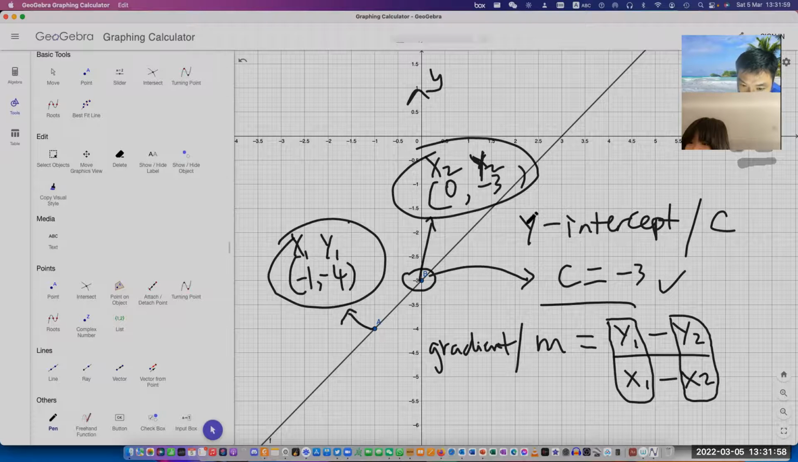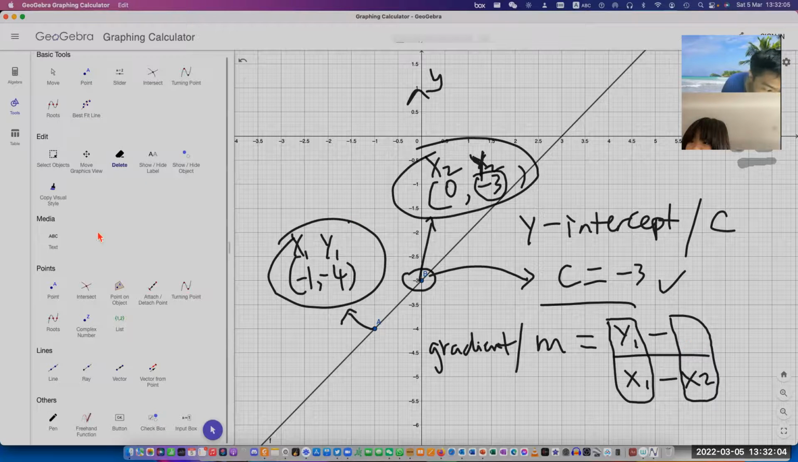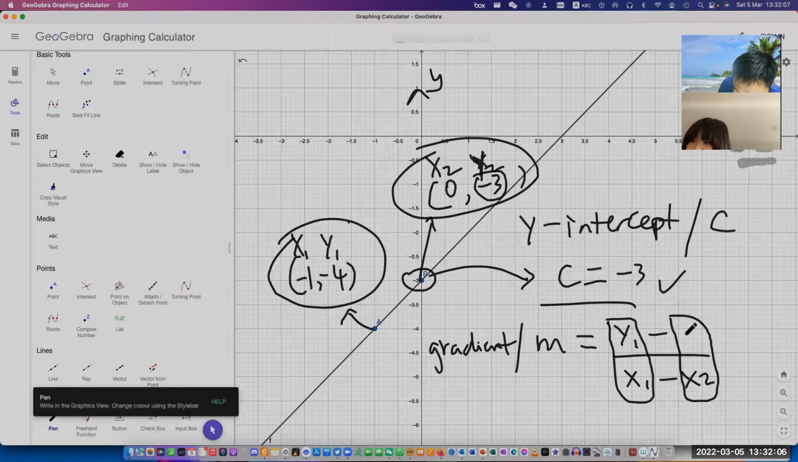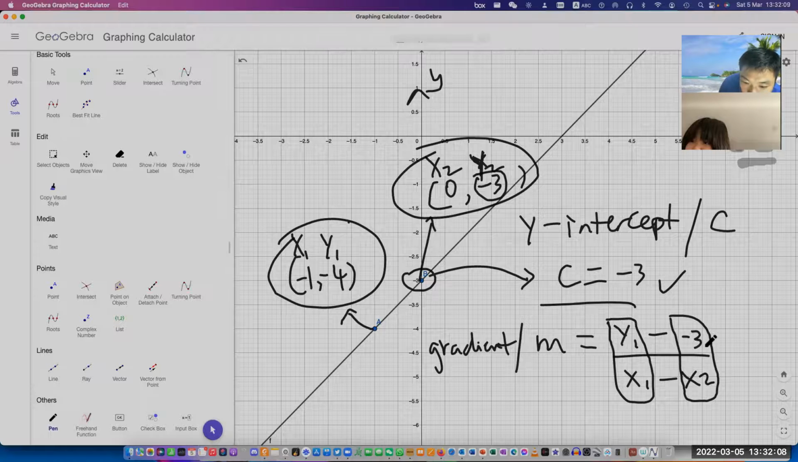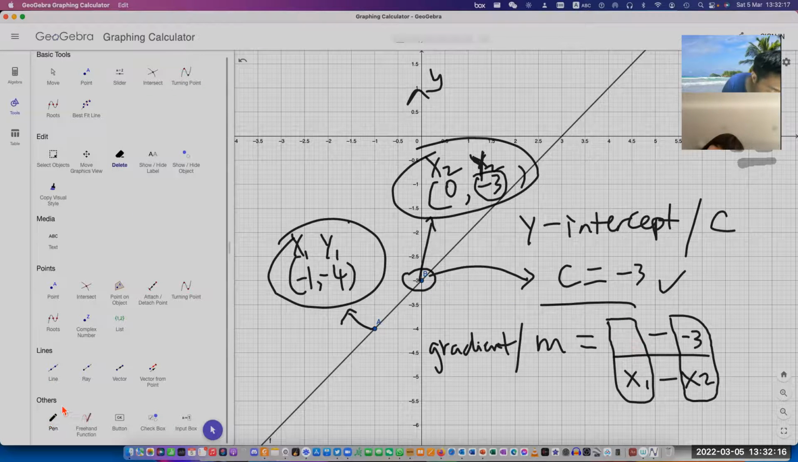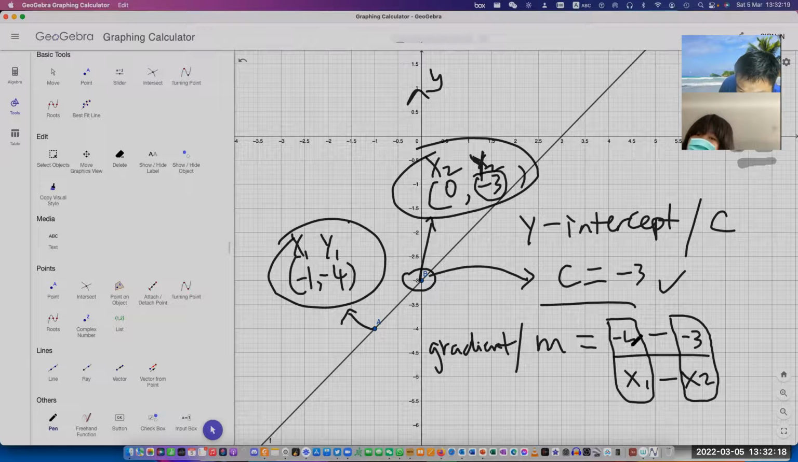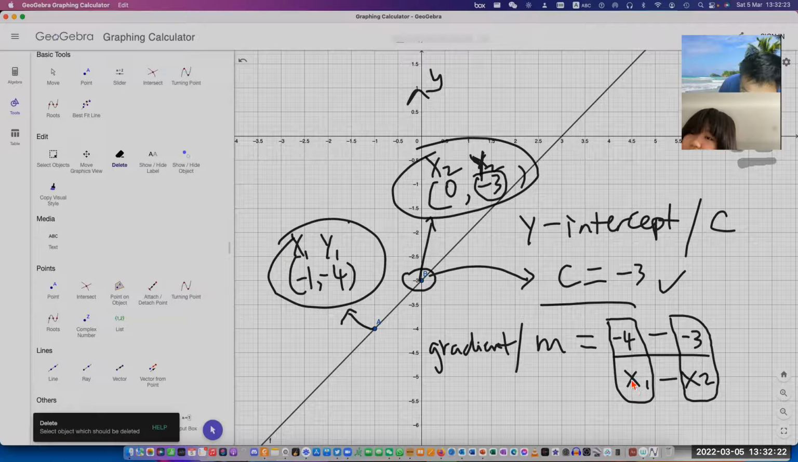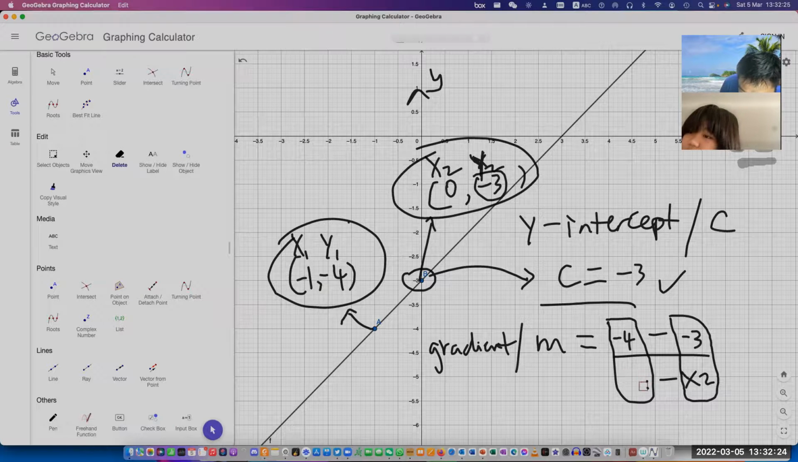What's your y2? -3. So replace y2 with -3. Use the formula. So y2 is -3. What's your y1? -4. So replace your y1 with -4. Then x1 is -1. So I replace, and then x2 is 0.